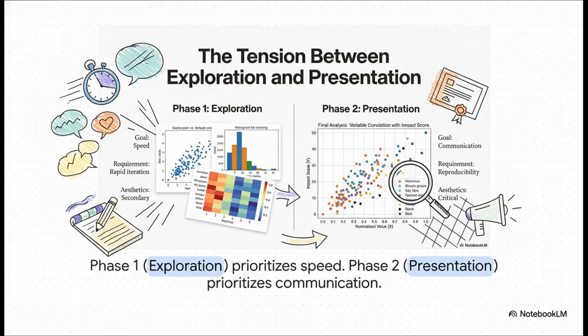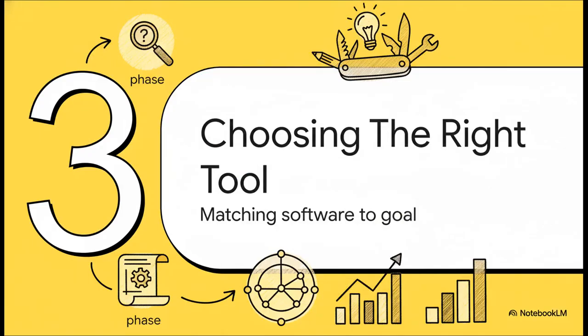Aesthetics? Not important. But then you move to the presentation phase. Now your goal is crystal clear communication. Suddenly, aesthetics and, crucially, reproducibility are everything. And that is the key. The most important thing you can do is make sure your choice of tool perfectly matches the phase you're in and the ultimate goal of your project.